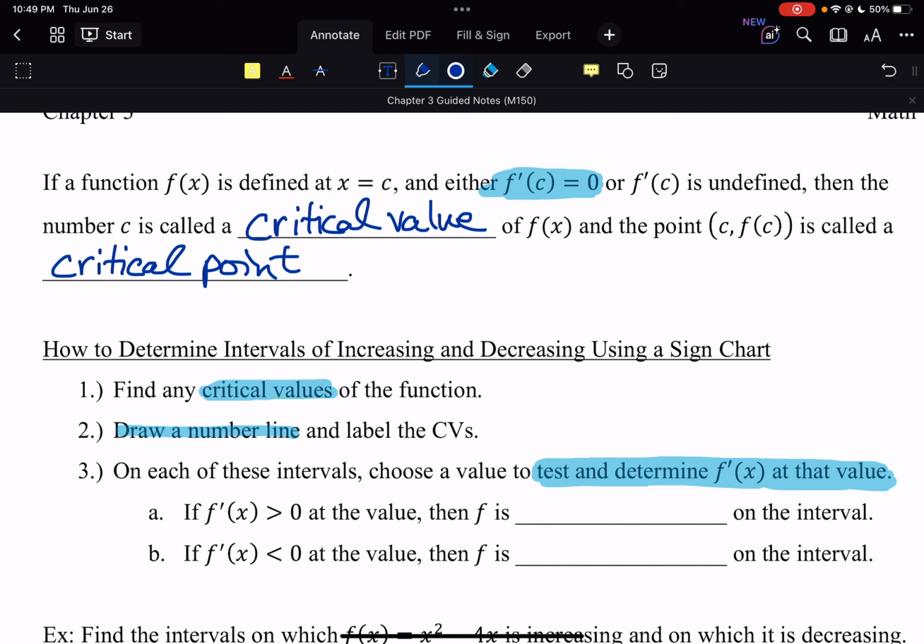So we find the critical values, we set up a number line and put the critical values on it. And then we're going to check the intervals around those critical values to determine what the derivative is doing, okay? And that'll tell us what the function is doing. So if f prime is greater than 0 at that value, then f is increasing on the interval. And if the derivative is negative at the testing value that we chose, then the function is decreasing on the interval.